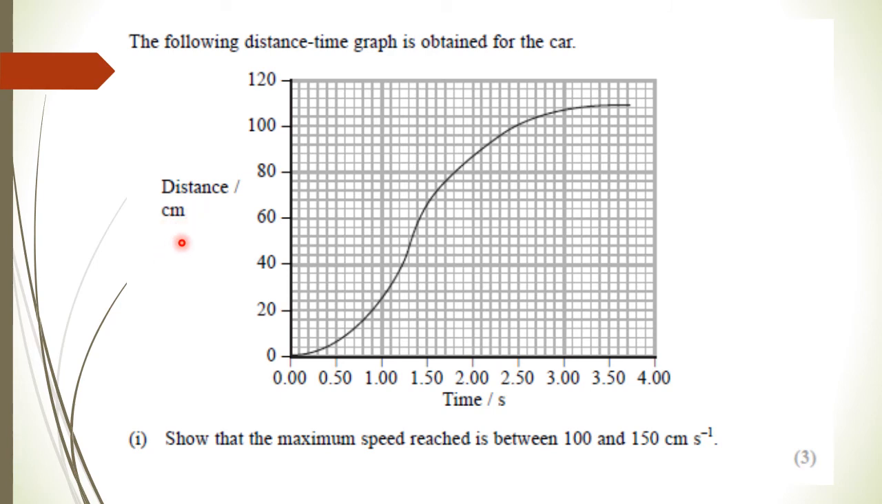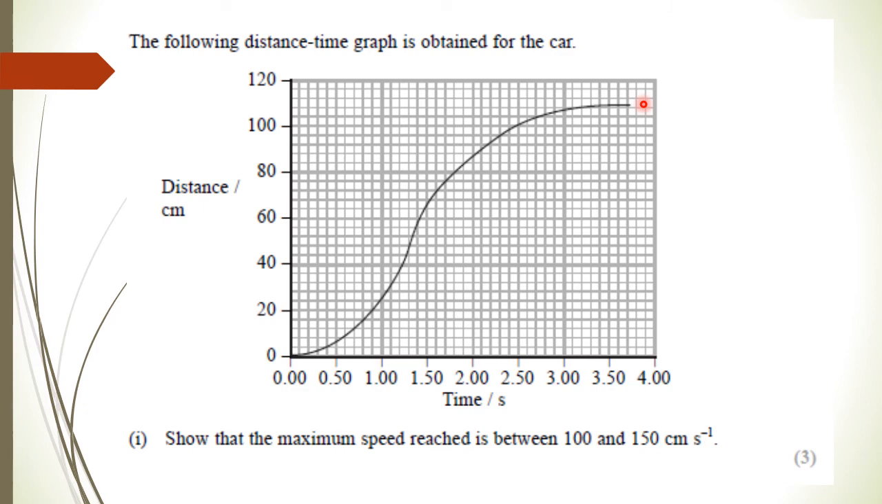Here we have to find the maximum speed. How can we find speed from a distance-time graph? Yes, it's the gradient of the graph. So maximum speed we have to find. Maximum speed means maximum gradient. So at which point the gradient will be maximum, that we have to check.